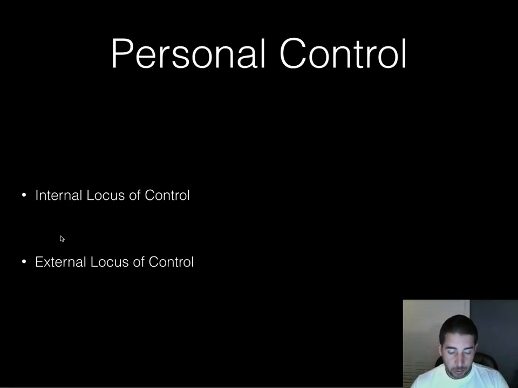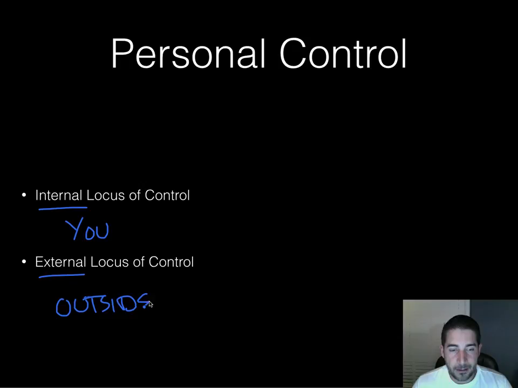Okay, so personal control. People can have two types of control: what's called an internal locus of control and an external locus of control. Internal locus of control means that you are responsible for it. An external locus of control means that something outside of you is responsible for whatever happened. So an internal locus of control.